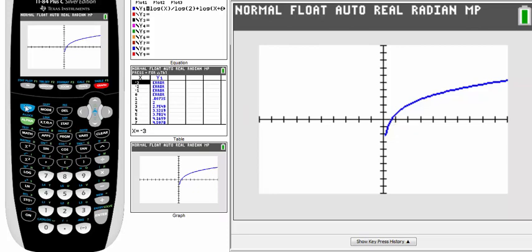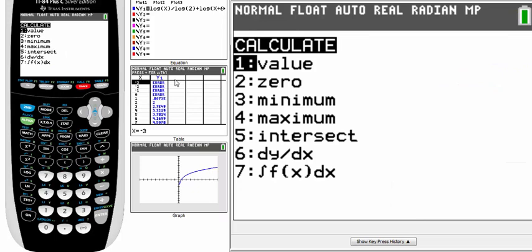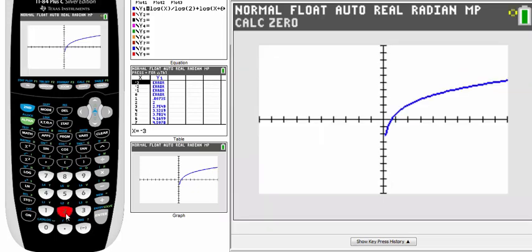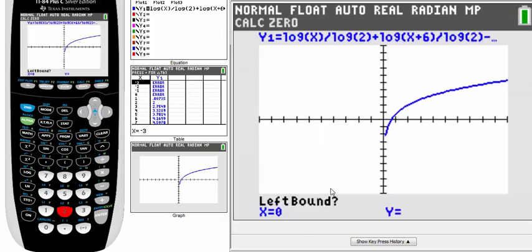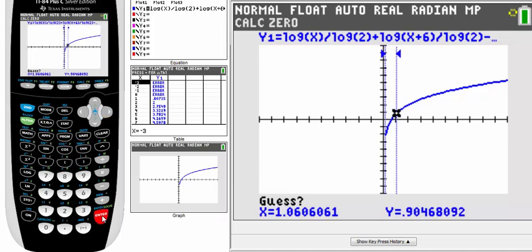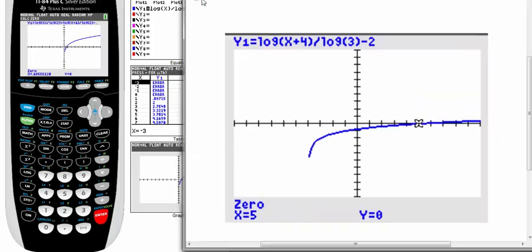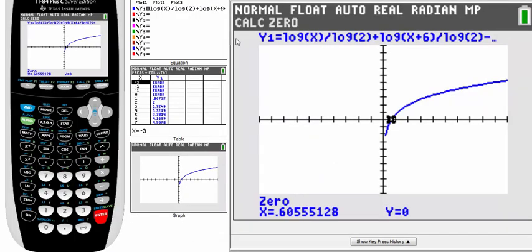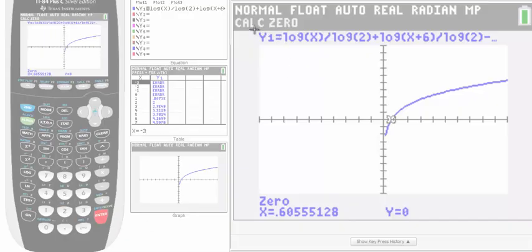So we'd go to second calc, and I'd choose my second option for finding the 0 of that function. So left bound, let's see if we can, yep, there it is. So I had to move over a little bit. So left bound, and then right bound, and then go ahead and guess, and my solution is 0.605555128. So only one solution. I wonder what's going on there. If there's only one solution, that tells me that one of my solutions that I found by hand must be wrong.